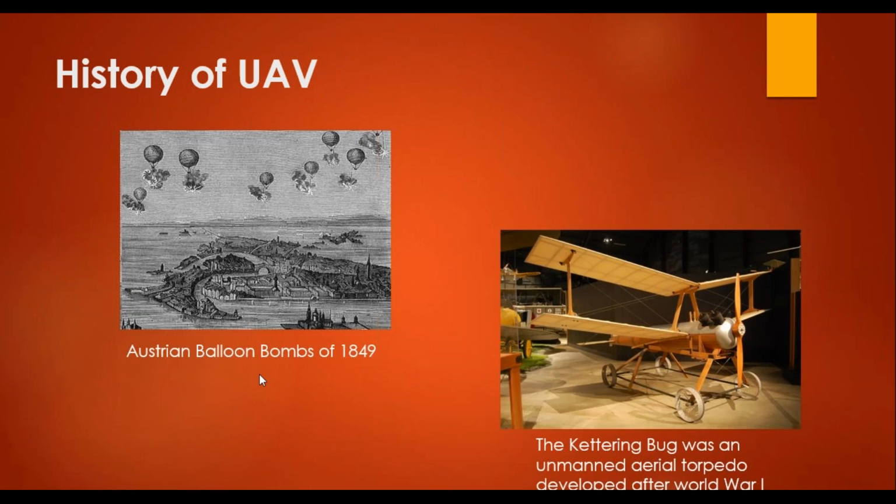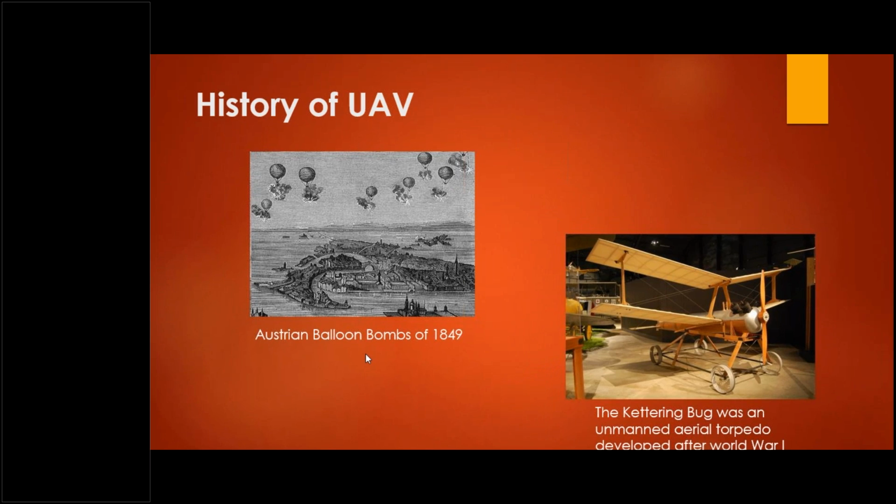So I already talked about the history of the UAV. The first time a UAV was used was in Australia in 1849. At that time the nomenclature of the UAV was not there. They used Austrian balloon bombs in 1849, which were autonomous flying balloons. Then the first UAV was developed in 1916, which was named the Kettering Bug, and this was the first UAV.